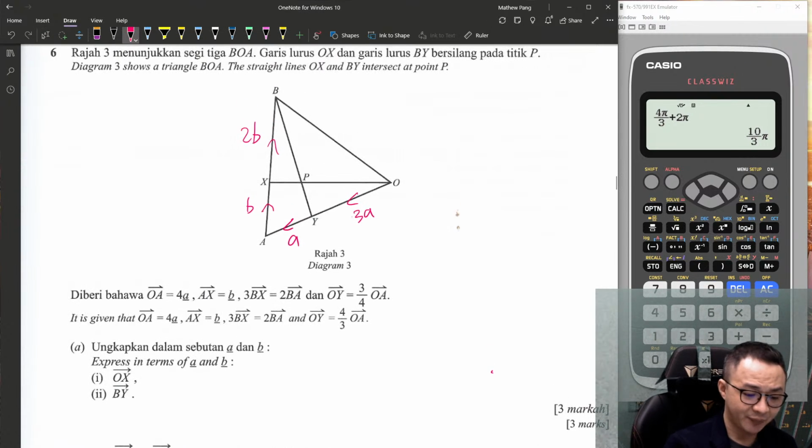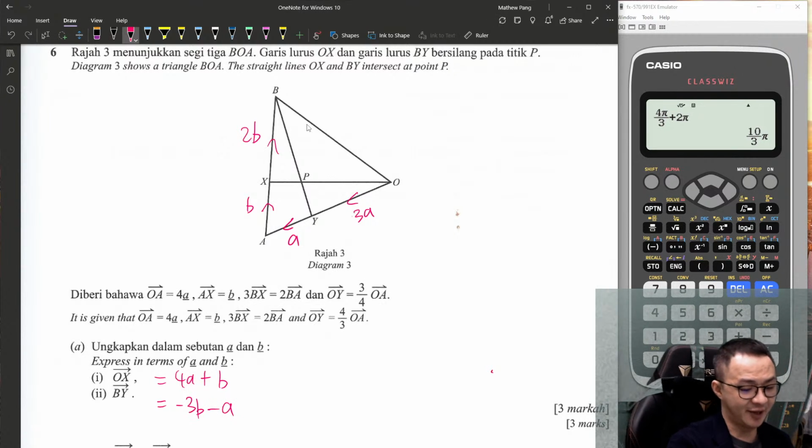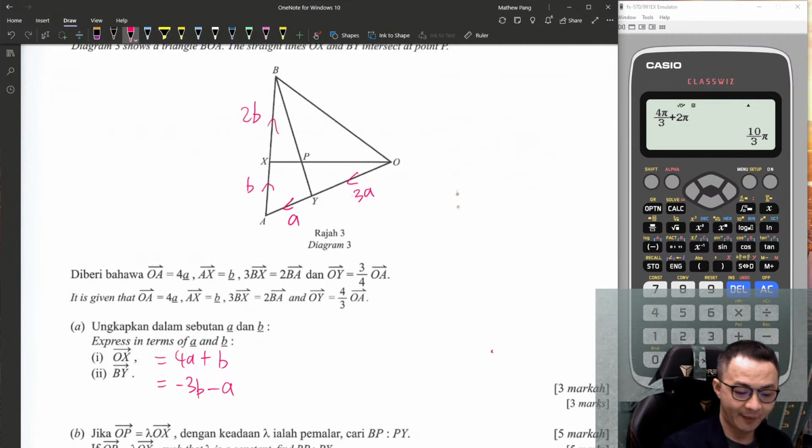OX. OX is not too bad. OX is OA plus AX, right? So it's 4a plus b. Done. Then I want to solve BY. BY is negative 3b minus a. BA plus AY. Okay, done. 3 marks.